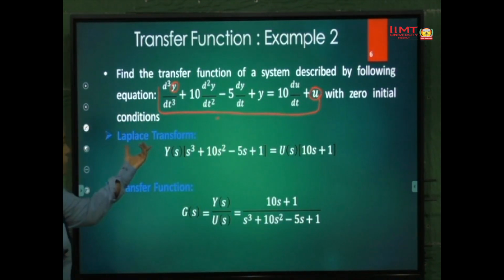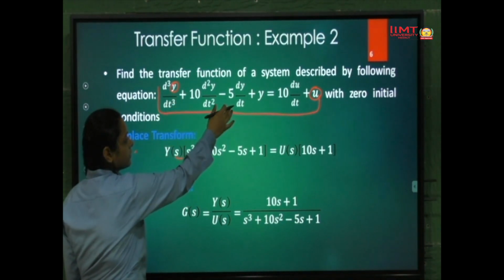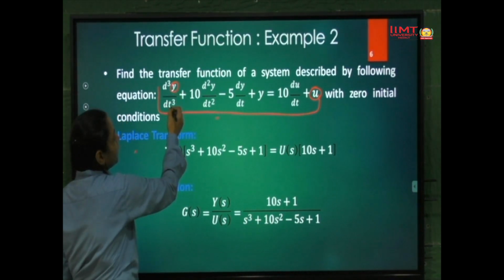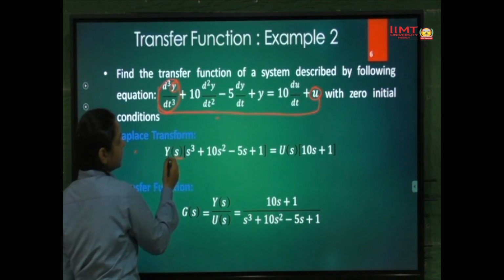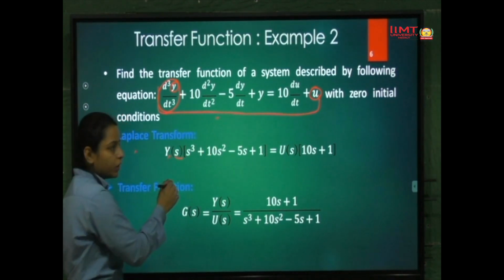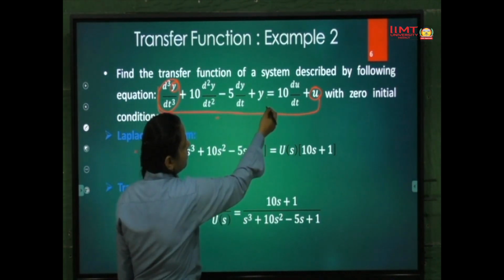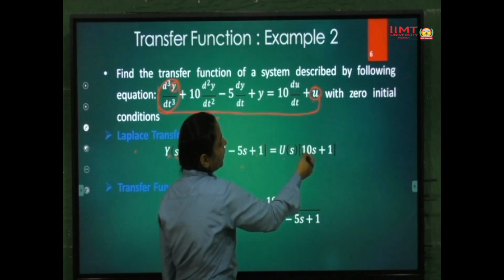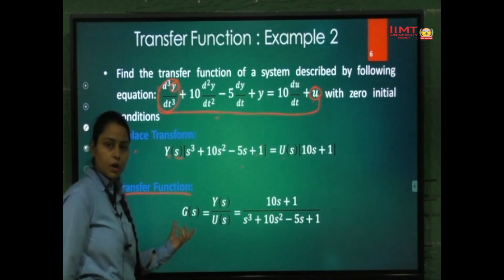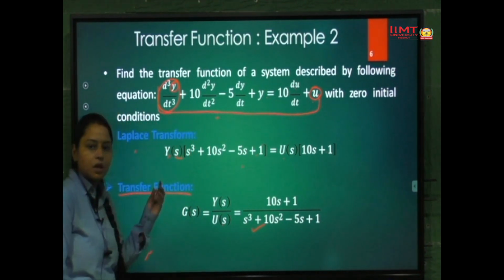The third step is to calculate the Laplace transform. So if we take the Laplace transform of this equation while considering all the initial conditions as 0, d3y by dt cube, the Laplace transform of this particular term is s cube Y(s). So we have taken Y(s) as common, and we get (s cube plus 10s square minus 5s plus 1) Y(s) equal to (10s plus 1) U(s). The last step is to calculate the output upon input. So Y(s) upon U(s) is equal to this. So this is how we get the transfer function.